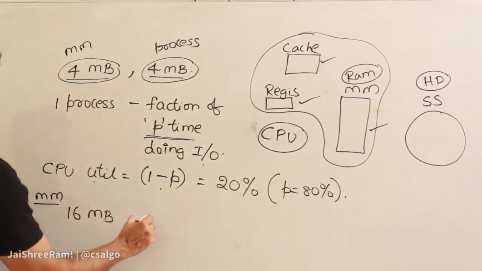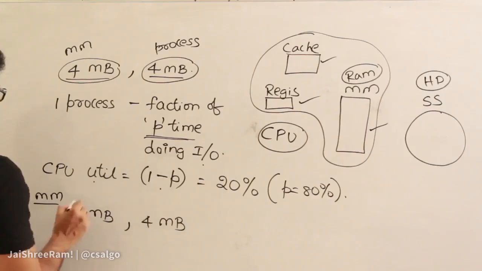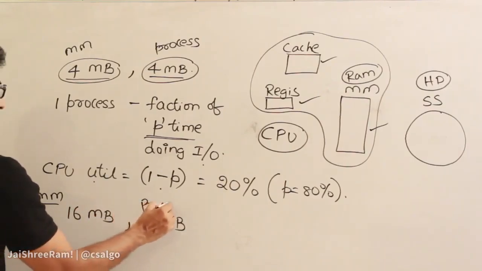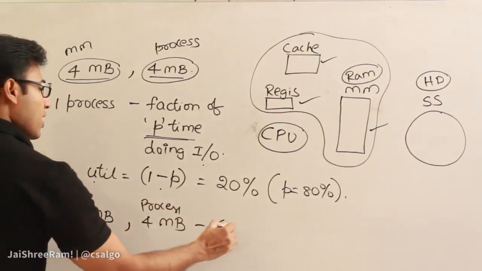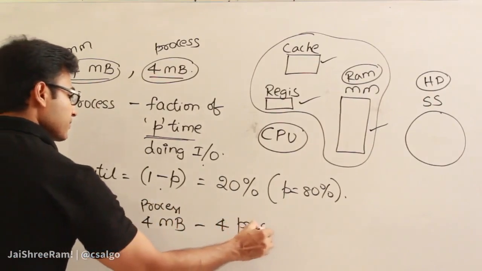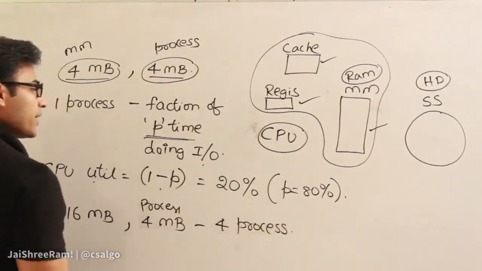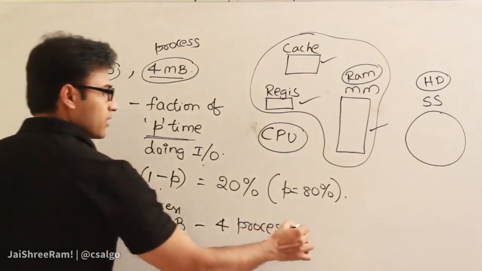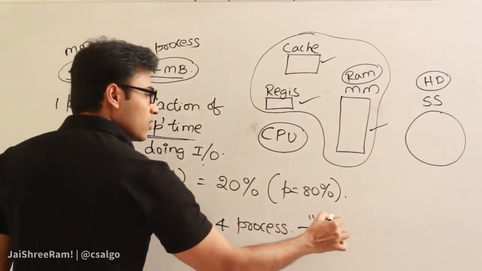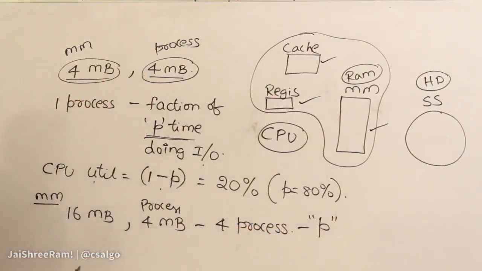Then each process size is 4 MB. This is the main memory size and this is the process size. Then how many processes can I put? I can put 4 processes, isn't it? Now again, if each process is going to spend p fraction of time doing the IO, then what is the probability that all the processes will do IO at the same time?